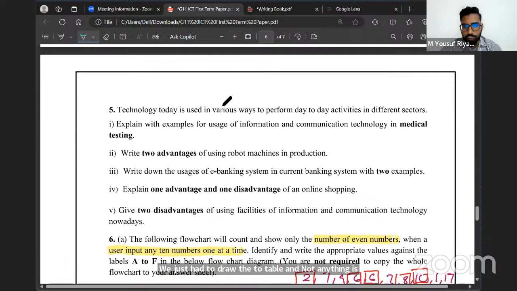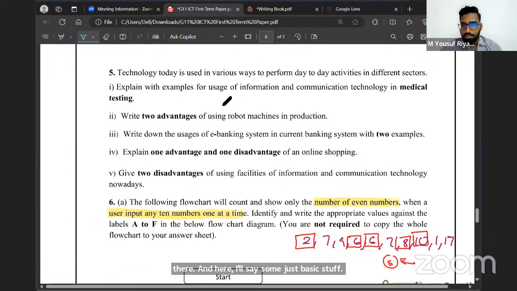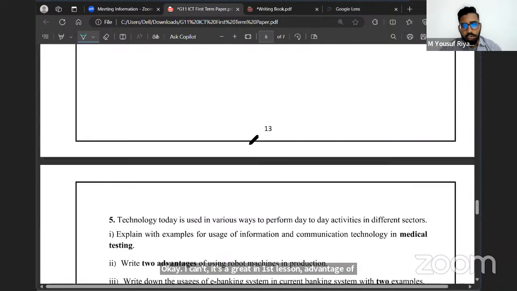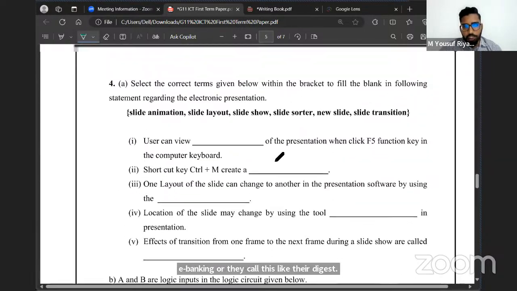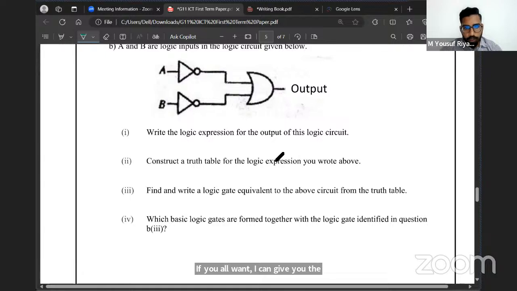Like the advantages of grade 10 first lesson, advantages of e-banking, like theoretical stuff. Nothing hard. If you all want, I can give you the answer for this question, because the others are also theoretical stuff. This has a bit of logic.